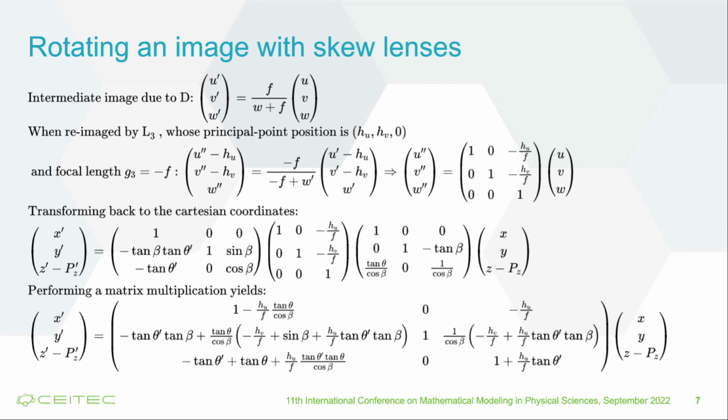To describe the imaging due to system T in lens imaging coordinates mathematically, we first find the intermediate image u'v'w' due to D.